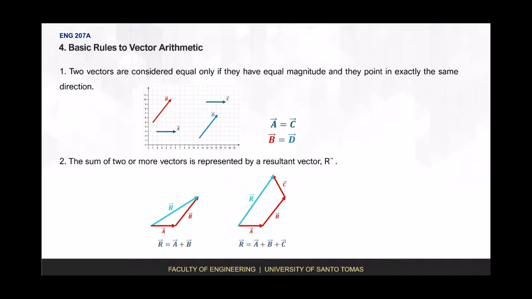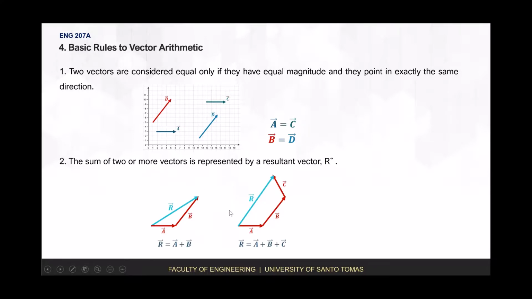So in this case, they're parallel, most of the time, as represented like so. And number two, the sum of two or more vectors is represented by a resultant R. So we have vector A here and vector B. The resultant is represented by the resultant R.